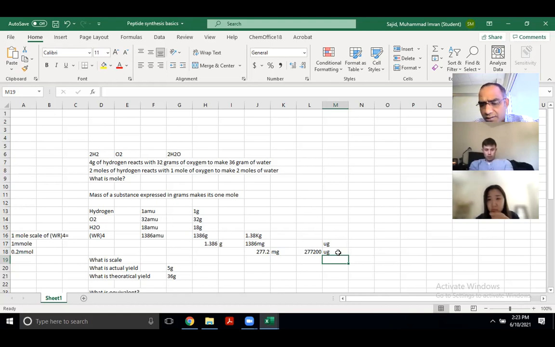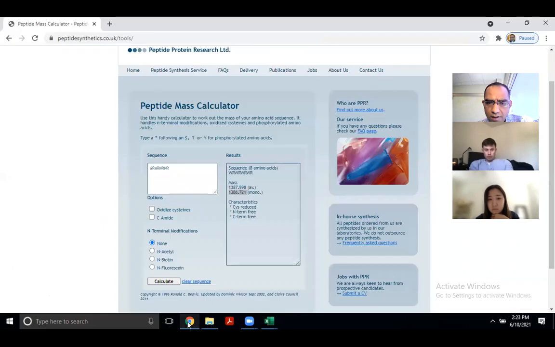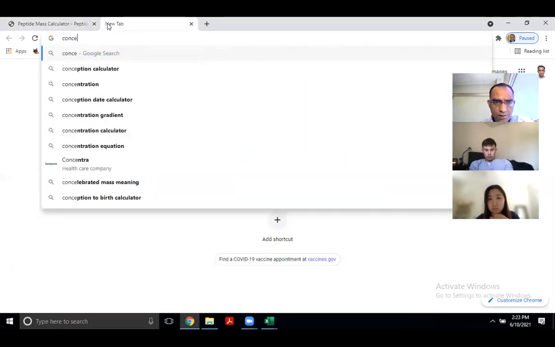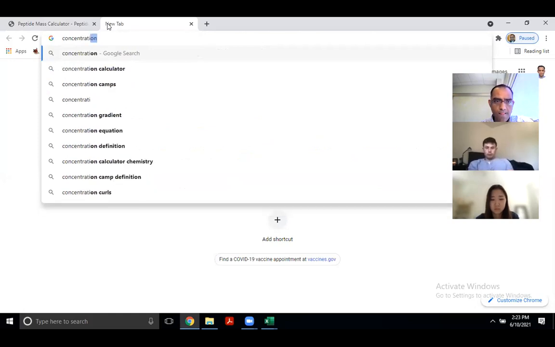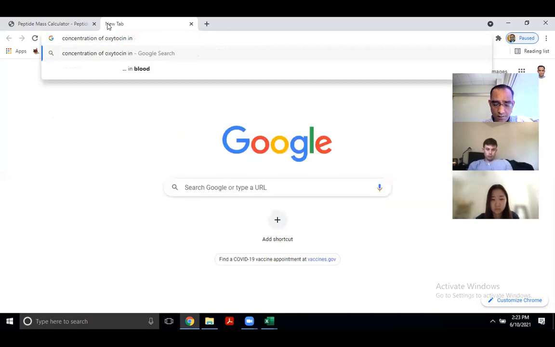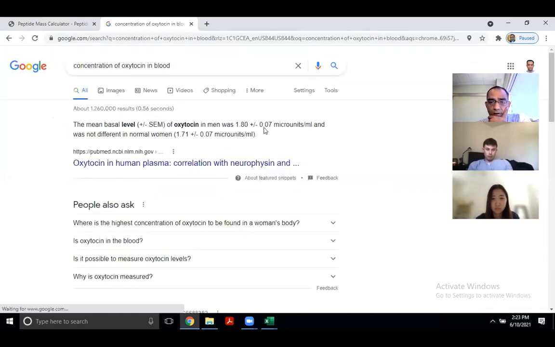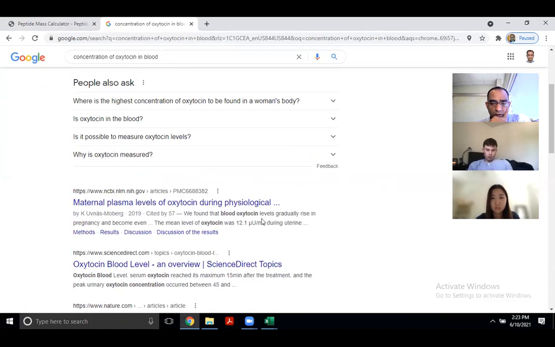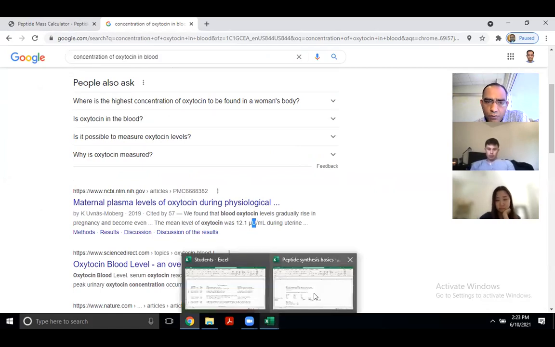Or maybe you can check the concentration of oxytocin in blood. I can do it with you right now. What is that? It's in units, so units is too much. You see that 12.1 microgram per ml, right? Usually these things are in micrograms, micro units, and a unit should be a very small amount. So we will have to dig out what a unit is.